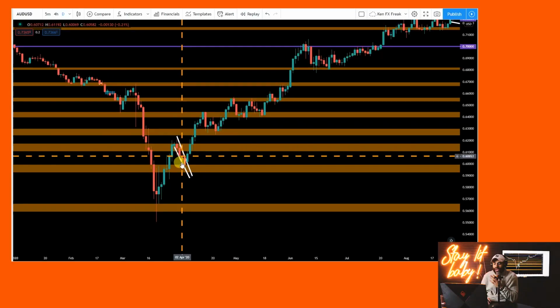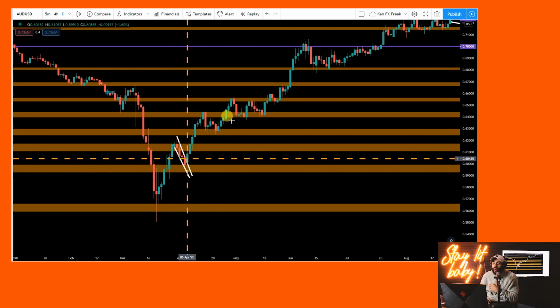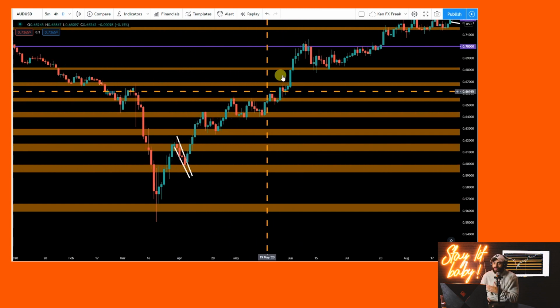So it's about understanding this structure. Look, we're printing lower highs, lower lows, higher highs, pretty much so in this structure, as you can see.